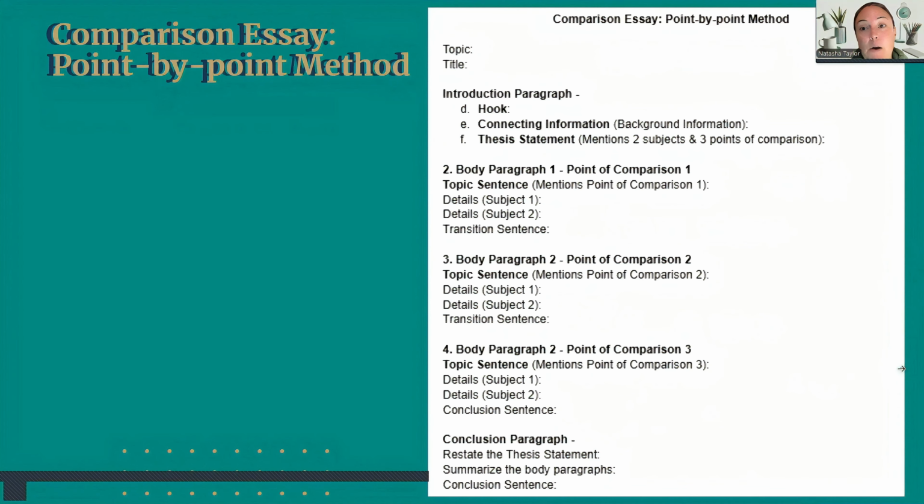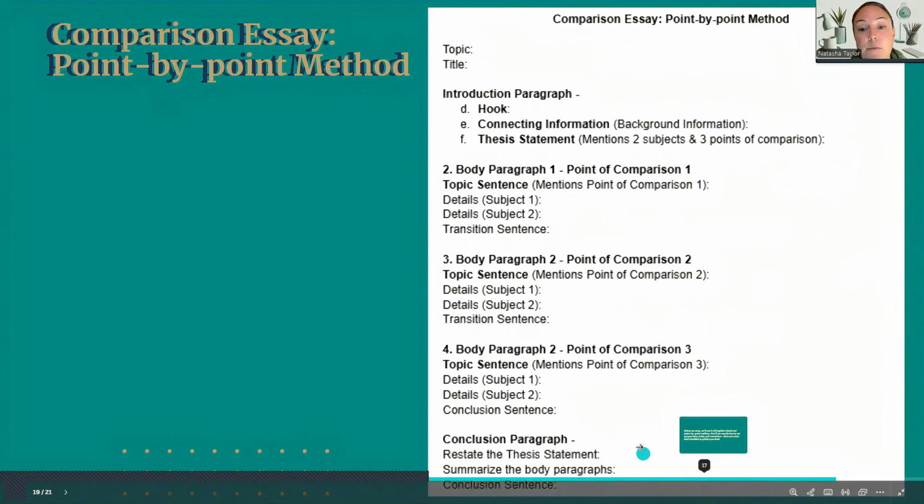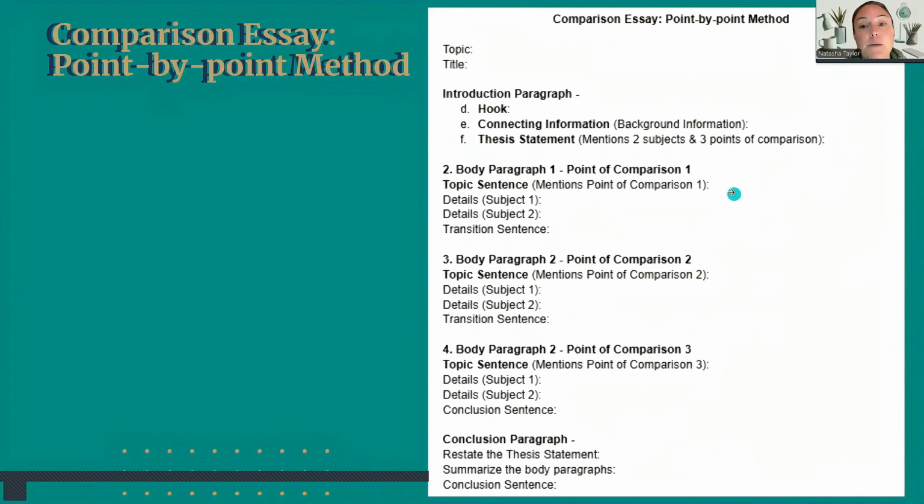For the comparison essay outline for the point-by-point method, you want to have your introductory paragraph the same, whereby you have the hook, connecting information, and thesis statement in the same manner, and the conclusion paragraph in the same manner. However, there are 3 body paragraphs if there are 3 points of comparison. So body paragraph 1 focuses on point of comparison 1 and mentions all the details about point of comparison 1 for both subjects in that body paragraph.